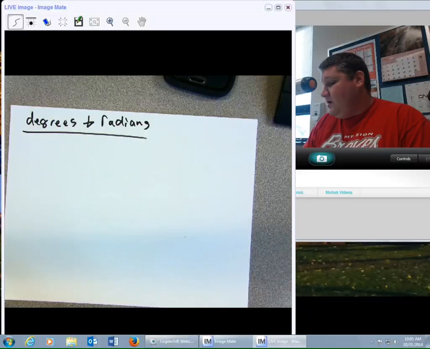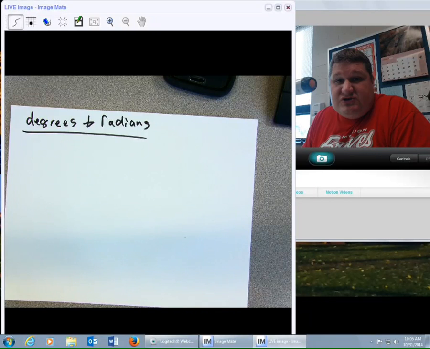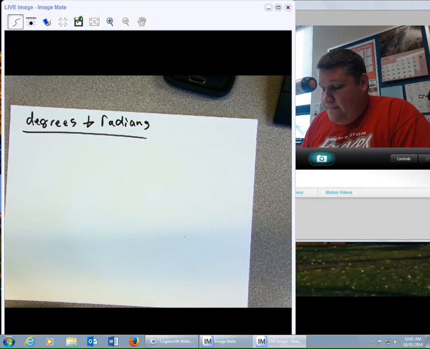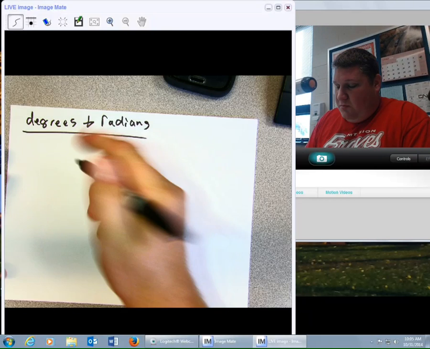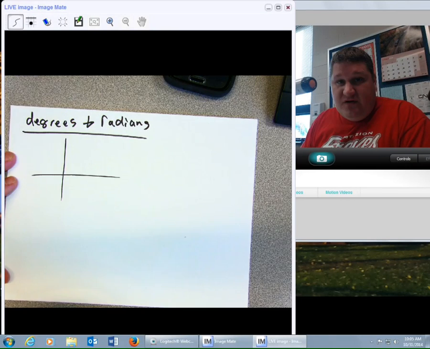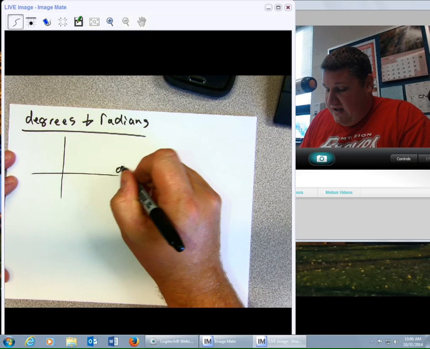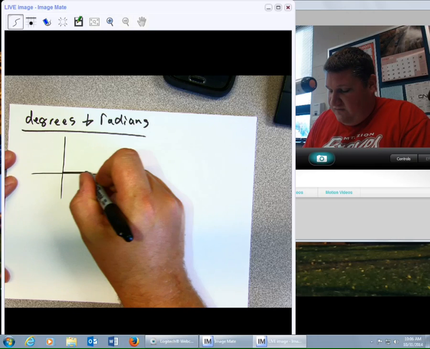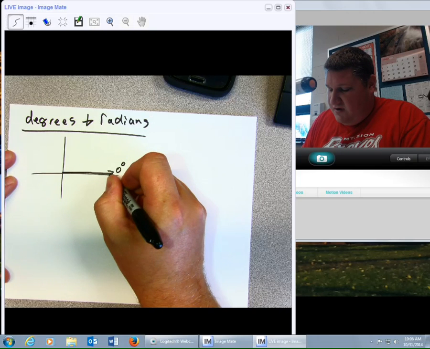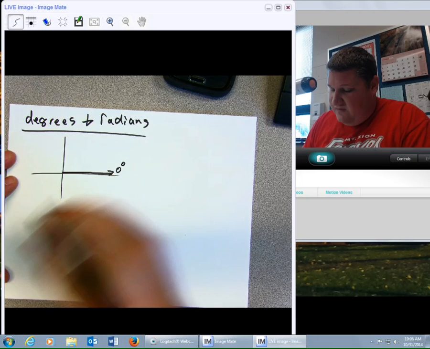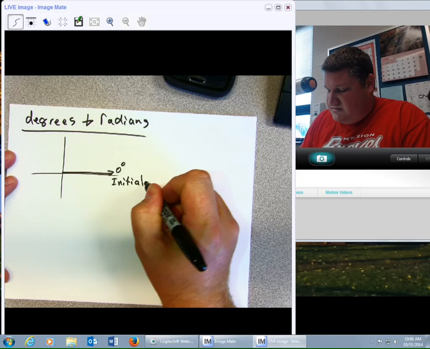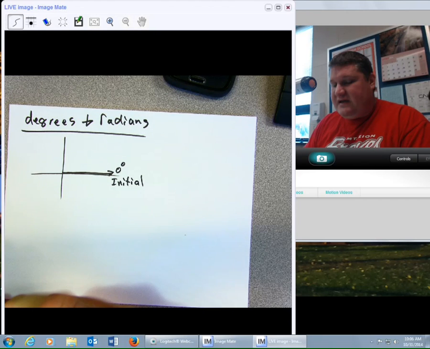Okay, ladies and gentlemen, we're going to start talking about degrees and radians. With degrees and radians, what we're going to need to first deal with is the fact that on an xy axis, the positive x-axis is at 0 degrees. So if we set one side of our angle right over here on 0 degrees, that would of course be the initial side. We can then make an angle with that initial side.